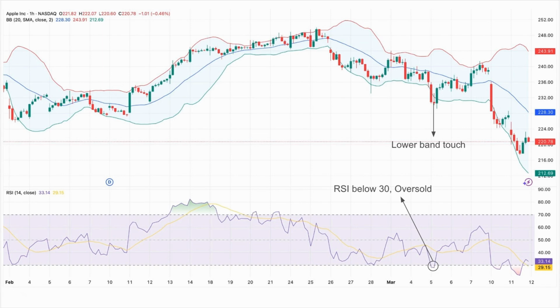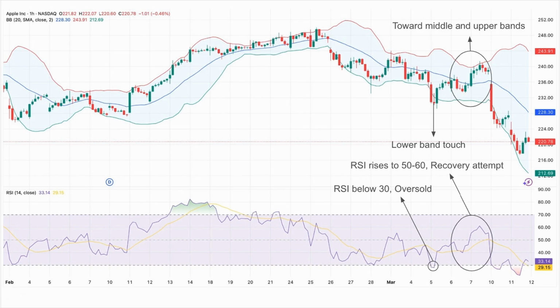However, over the next 2 days, March 6 to 7, buyers stepped in, pushing the price back toward the middle and upper bands. RSI climbed from below 40 to around 50 to 60, signaling a short-term recovery attempt. Trading tip: a stock bouncing from the lower band toward the upper band suggests temporary strength, but failure to hold gains may indicate upcoming weakness.